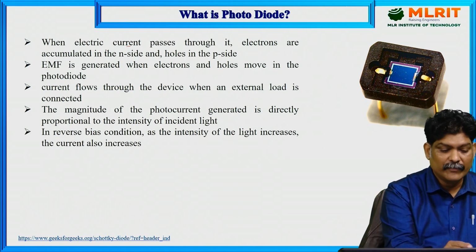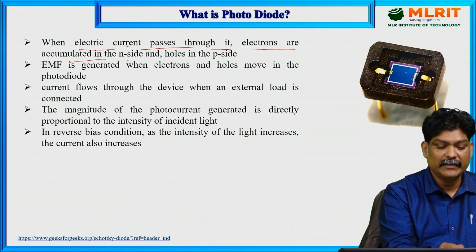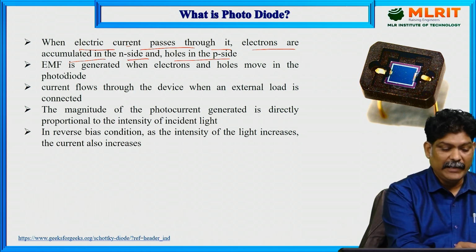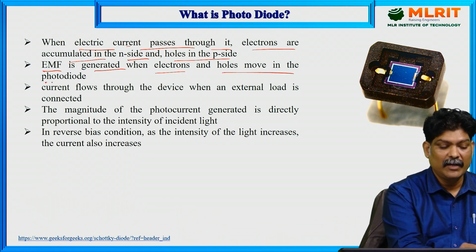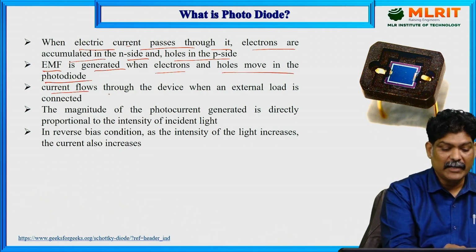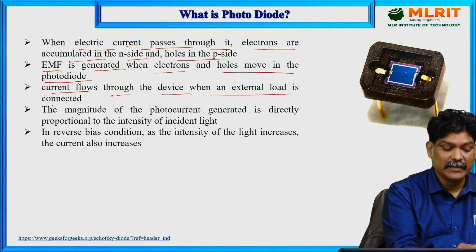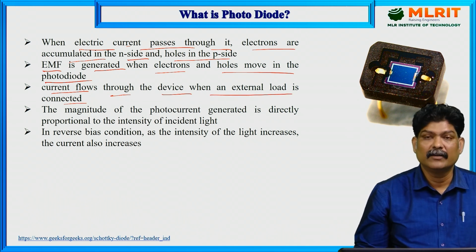So when electric current passes through it, electrons accumulate on the N side and holes on the P side. EMF, electromotive force, is generated when electrons and holes move in the photodiode. So current flows through the device when an external load is connected.